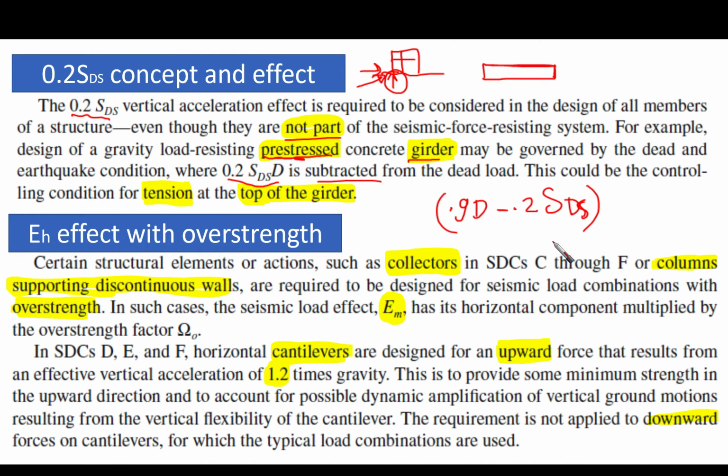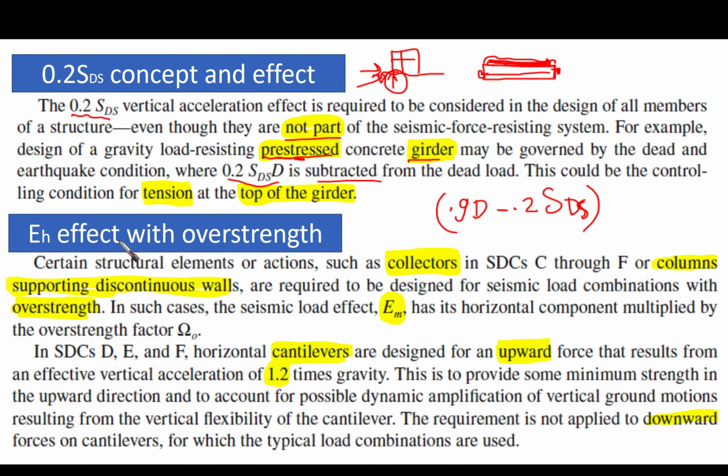So this could be a controlling condition, especially for the tension at the top of the girder. Here it will be the controlling condition because the dead load is the minimum, and it is, as we said, pre-stressed. So whenever the dead load is minimum, this would make a problem, and maybe it is a controlling condition for pre-stressed concrete girders.